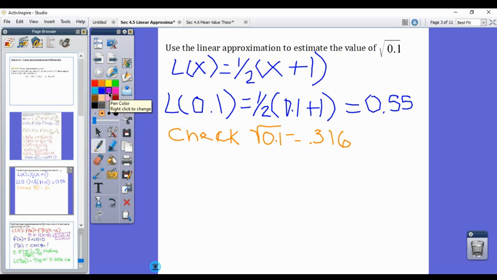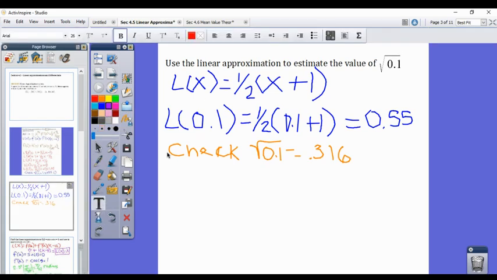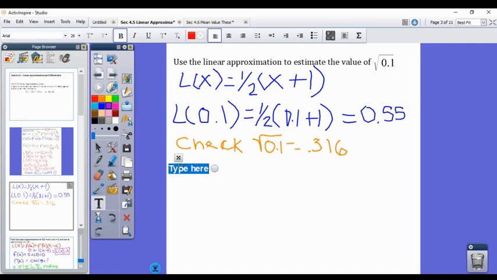So what we need to do is pick a value for a that is really close to 0.1. Okay, so I know that 0.1 is essentially like 10%. So it's like 10 out of 100, right? So I'm going to pick the value of 9 out of 100. So 0.09.